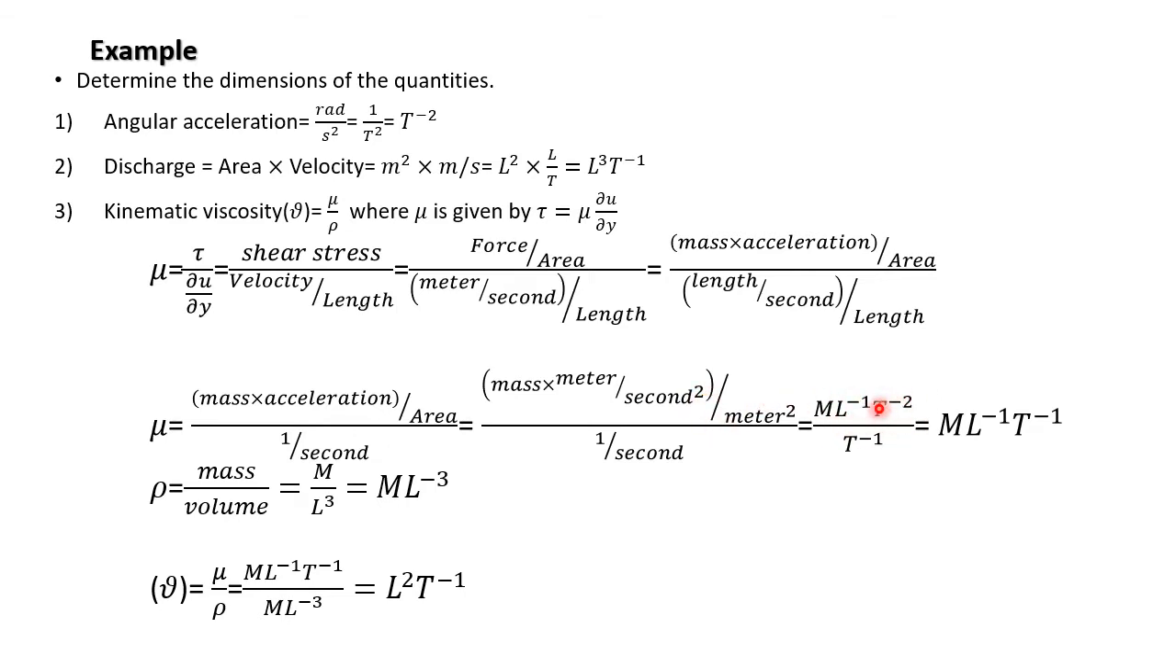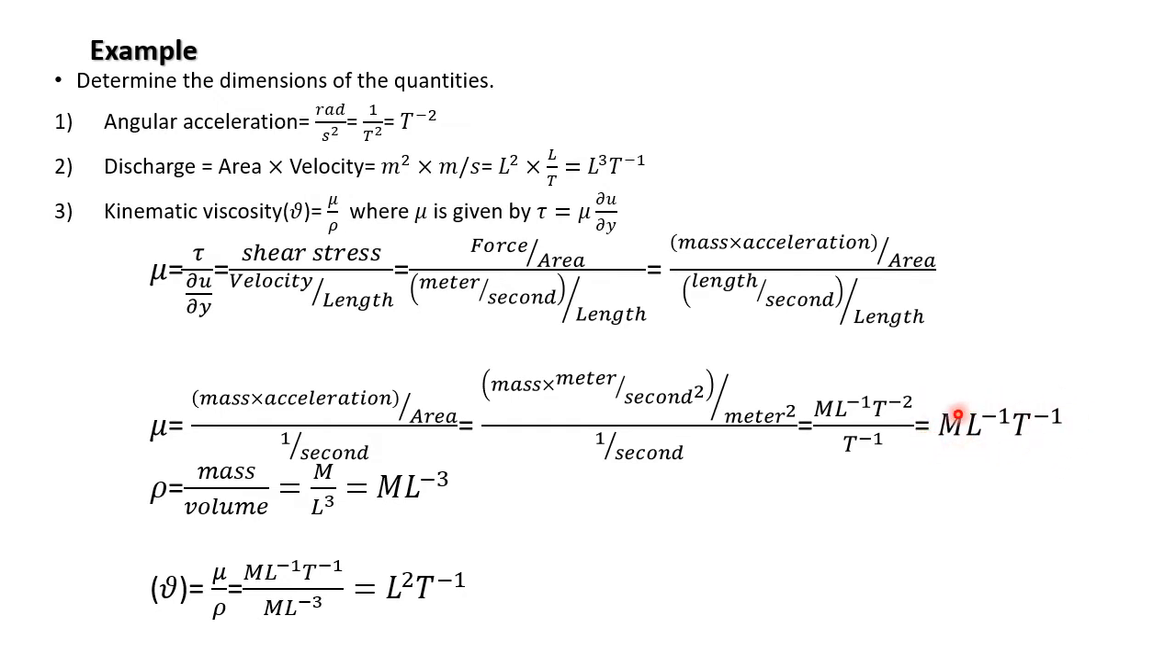Okay, now here in the denominator I have 1 by second. So this 1 by second I can write as t to the power minus 1. So in the numerator here I have t to the power minus 2, and t to the power minus 1 in the denominator. So when I take this to the numerator, this t will be t to the power minus 1. So my expression will be m L to the power minus 1 t to the power minus 1. Now this is the dimension for dynamic viscosity.